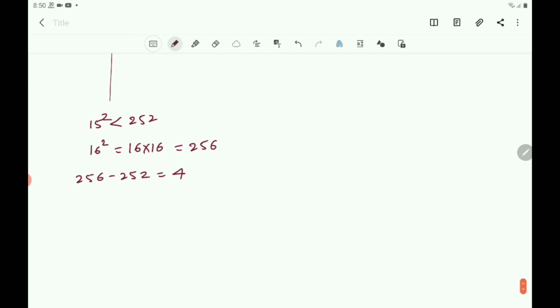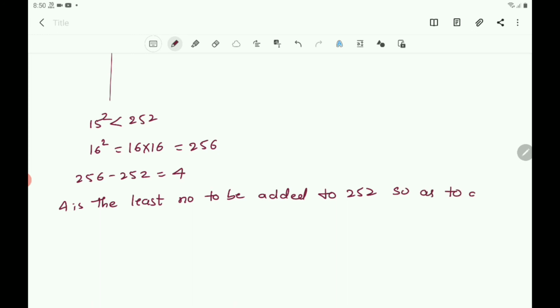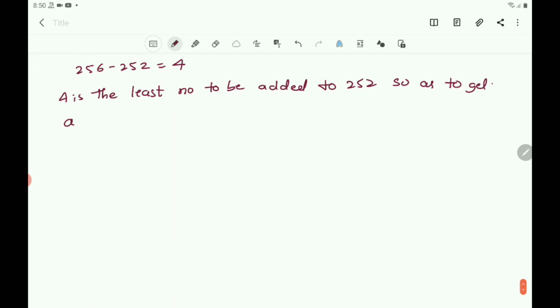So then you write 4 is the least number, or 4 is the smallest number to be added to 252 so as to get a perfect square.